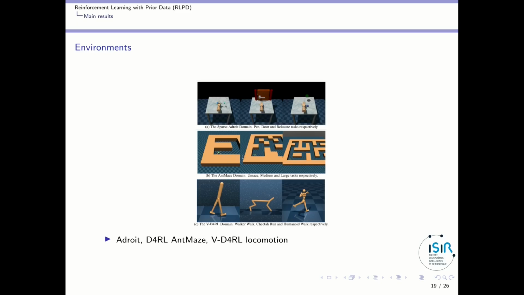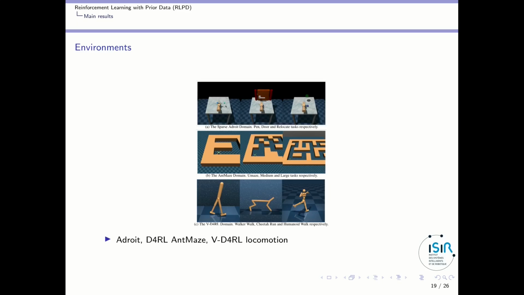You have the AntMaze domain, where a small ant with 4 legs has to move from one position to another in a maze that can be small, medium or large. And it can also be locomotion, where, for instance, here you have the Walker, here you have the Cheetah, and here you have the Humanoid. And the idea is that in all these 3 environments, there are some pre-existing datasets that you can use in the offline part of the algorithm.